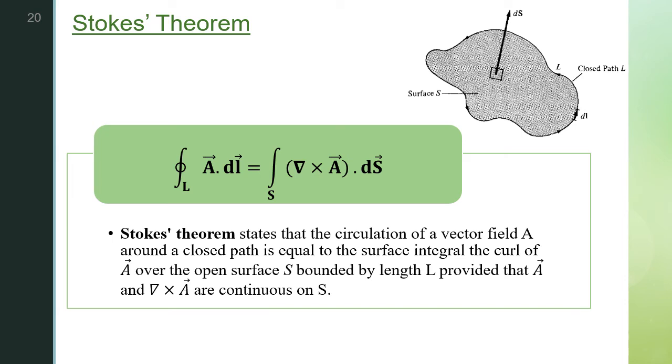Now, the next theorem related to the curl of the vector is Stokes' theorem. Stokes' theorem states that the circulation of a vector field A around a closed path is equal to the surface integral of the curl of the vector A. When you consider this closed path L, with a vector field A, the closed integral over L of A dot dl is the same as the surface integral of the curl of the vector A. That is, we take a small surface element ds along this open surface S, find the curl of the vector A along this ds and integrate it over the area S, and we get the same value. That is Stokes' theorem.